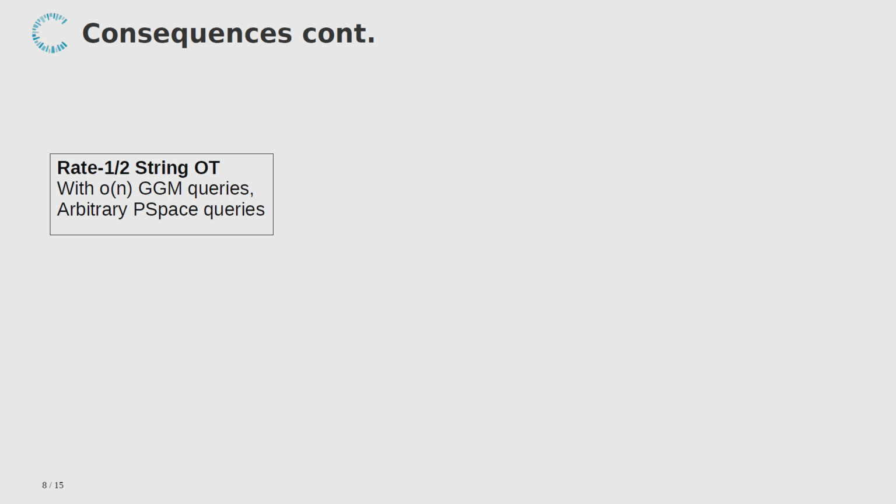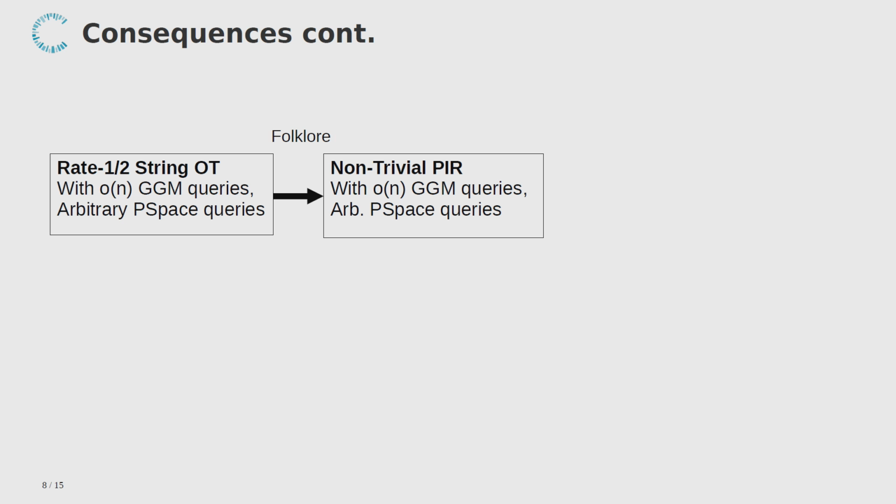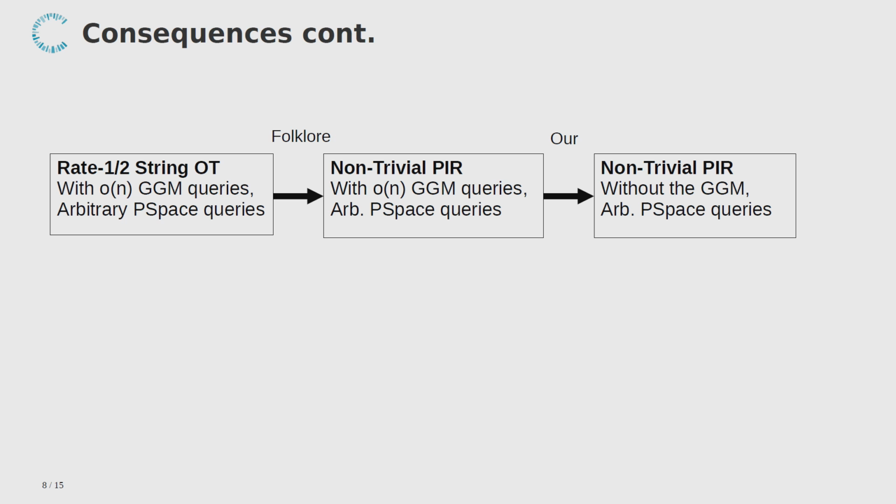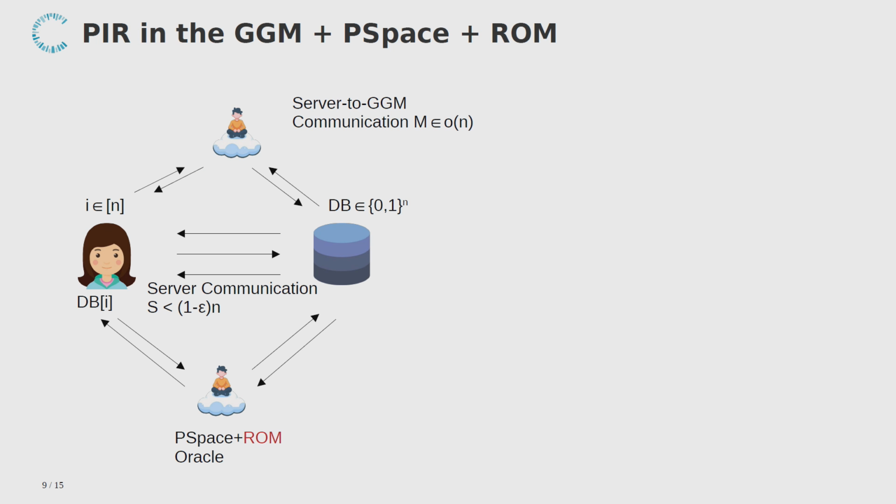Okay, so again, let's move through the implications. We turn a string OT into a non-trivial private information retrieval, and we only remove the generic group model oracle calls. What stays are the PSPACE oracle calls. And this is impossible, so this doesn't exist. But we can do more. Let's jump back to this slide.